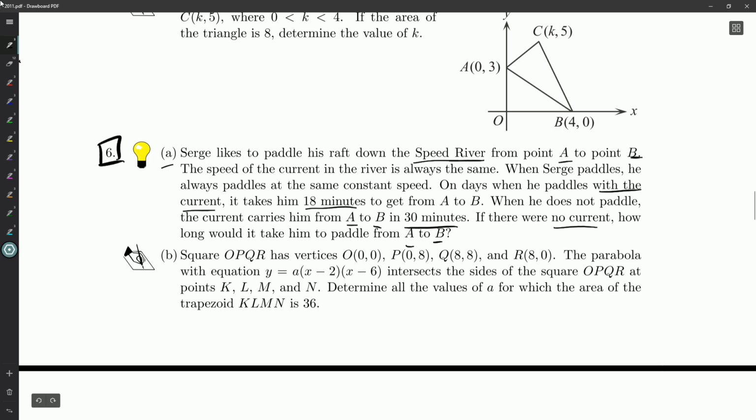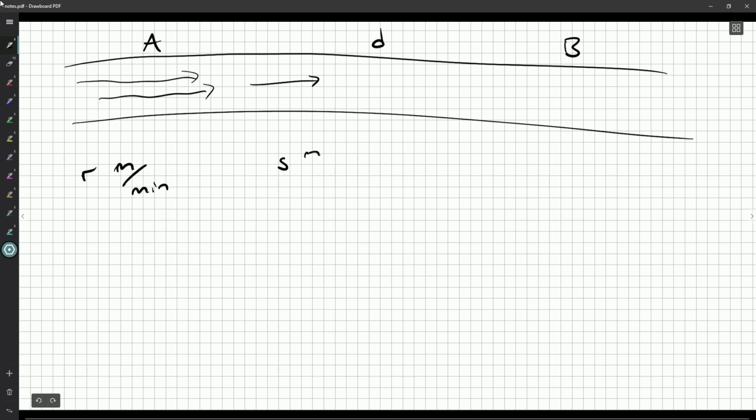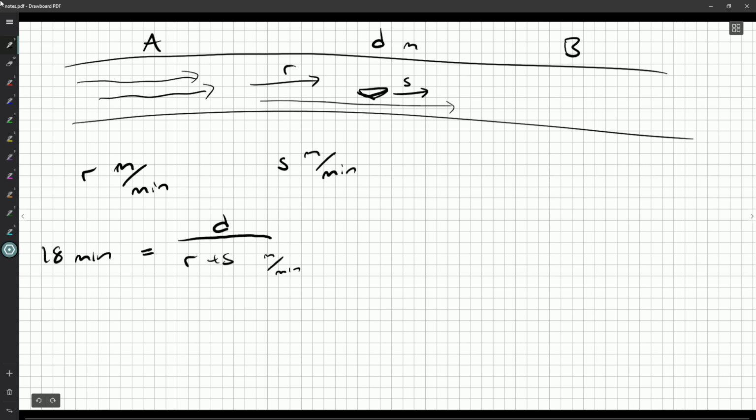Okay. So the river's got a certain speed. We'll say Serge has a certain speed. We'll call it S. So Serge is at S meters per minute. Now, we're told that it takes 18 minutes to go this particular distance D, which I guess we'll have as D meters, if he paddles with the current. So he's moving at S meters per minute. The river is also pushing him at R meters per minute, so in total, he's going R plus S meters per minute. So 18 is D divided by R plus S.